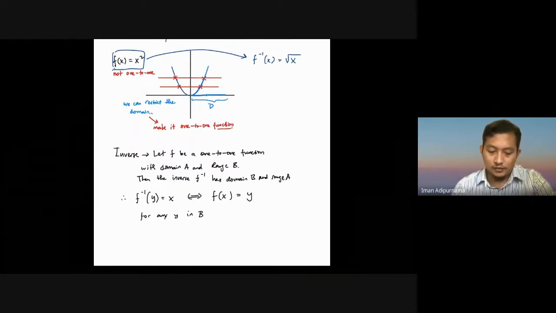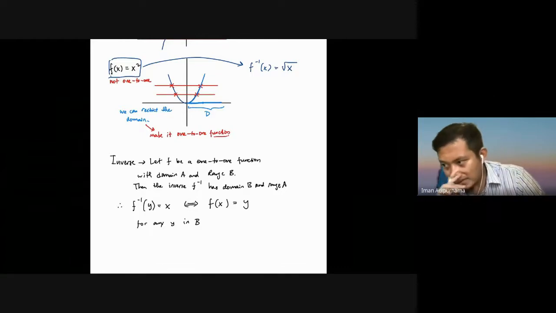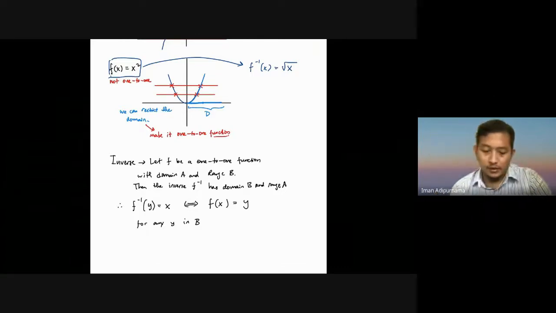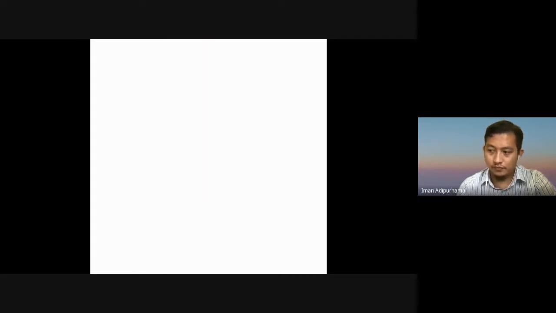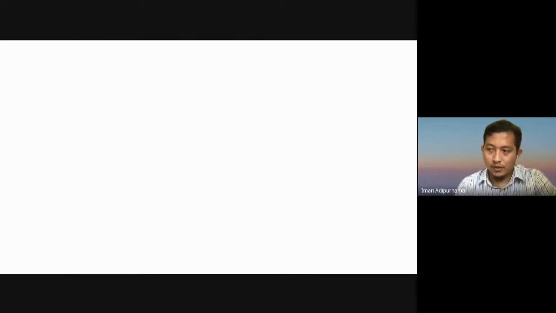Okay, let's move forward. We are going to have more elaboration on the inverse, and let's see how the inverse property will work in our discussion here. Inverse property.